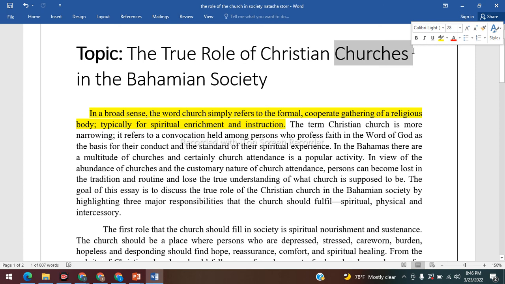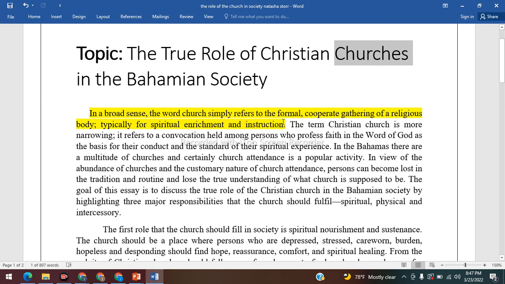Sometimes with certain essays, you have to start with definitions so that people can know, okay, what are we even talking about? What do we mean by this? What do we mean by that? And this is that type of essay. I decided to start using a definition of a church. I said that in a broad sense, the word church simply refers to the formal corporate gathering of a religious body, typically for spiritual enrichment and instruction. That's how I start.